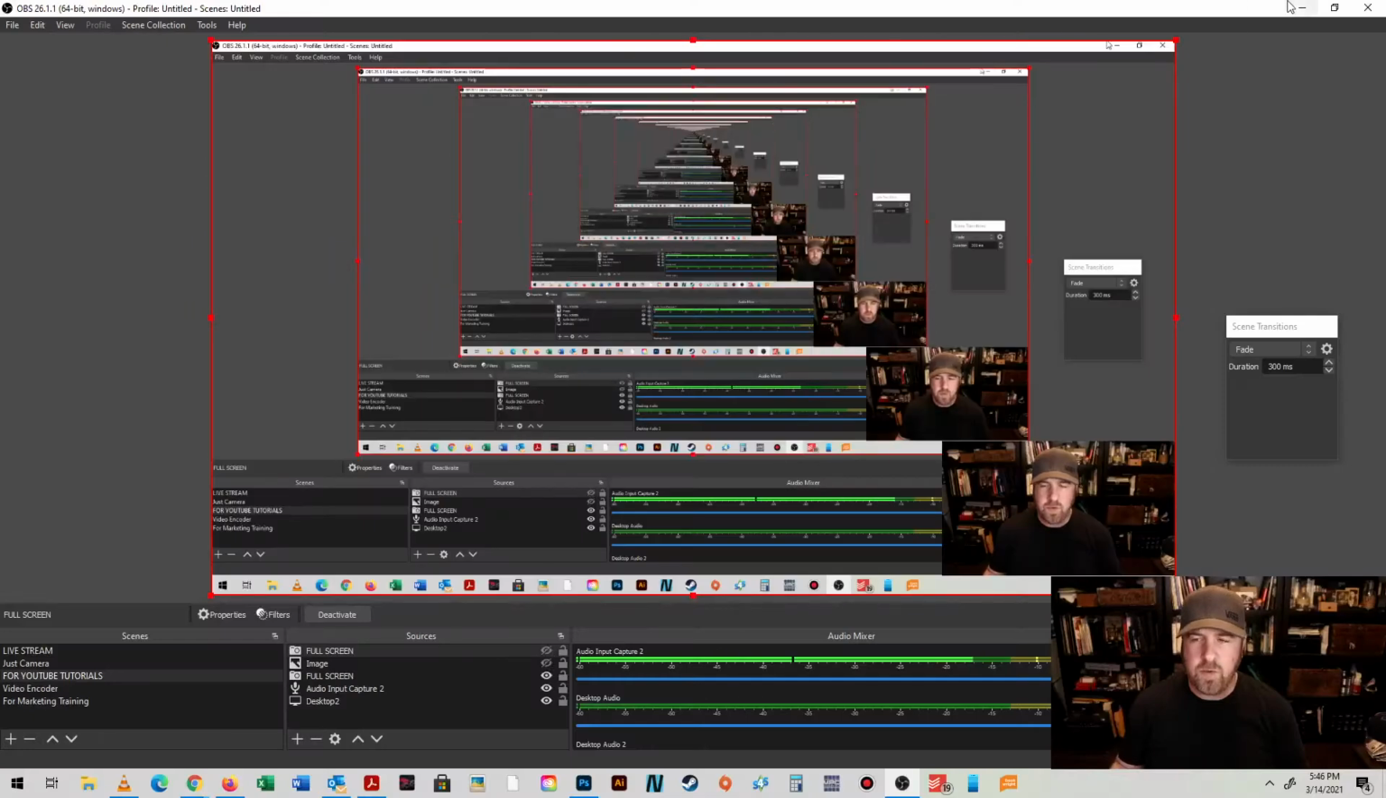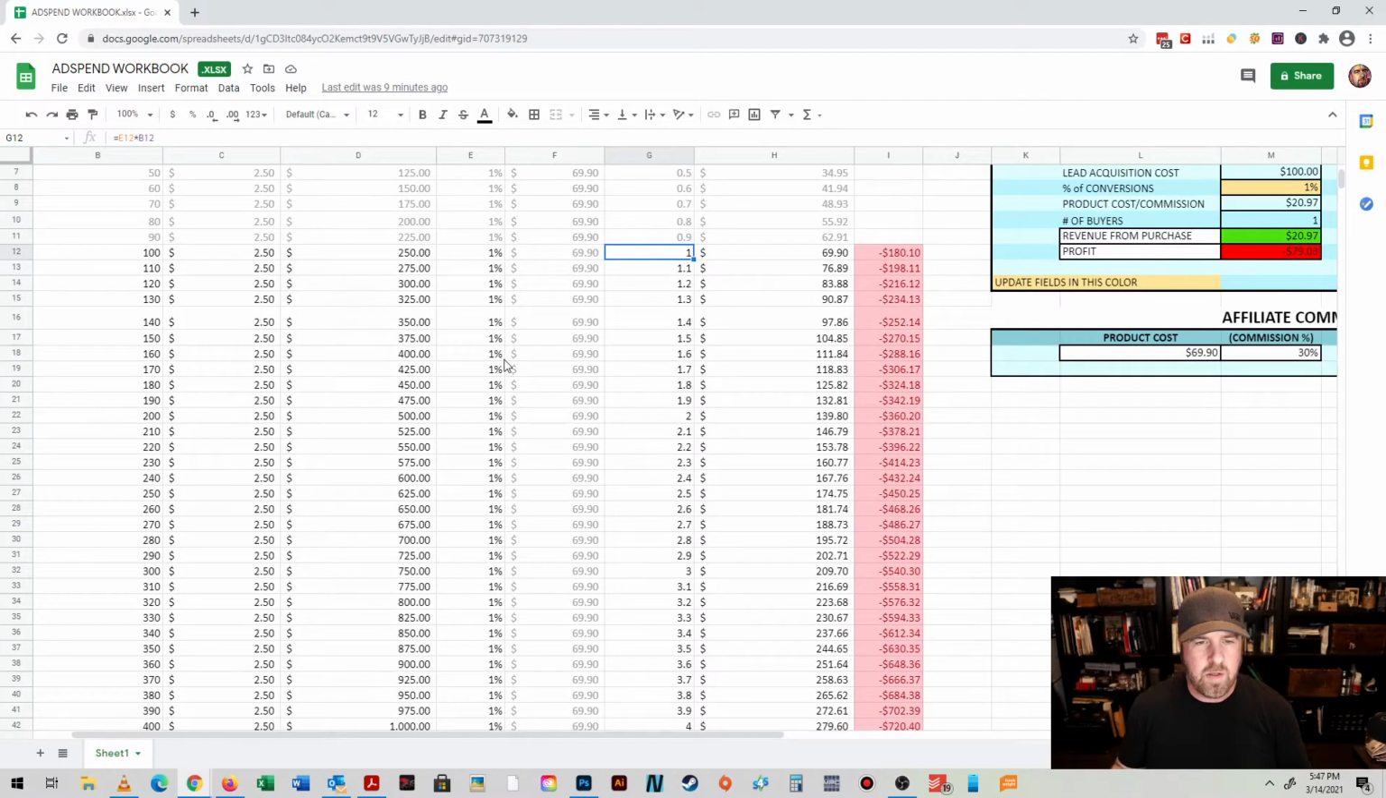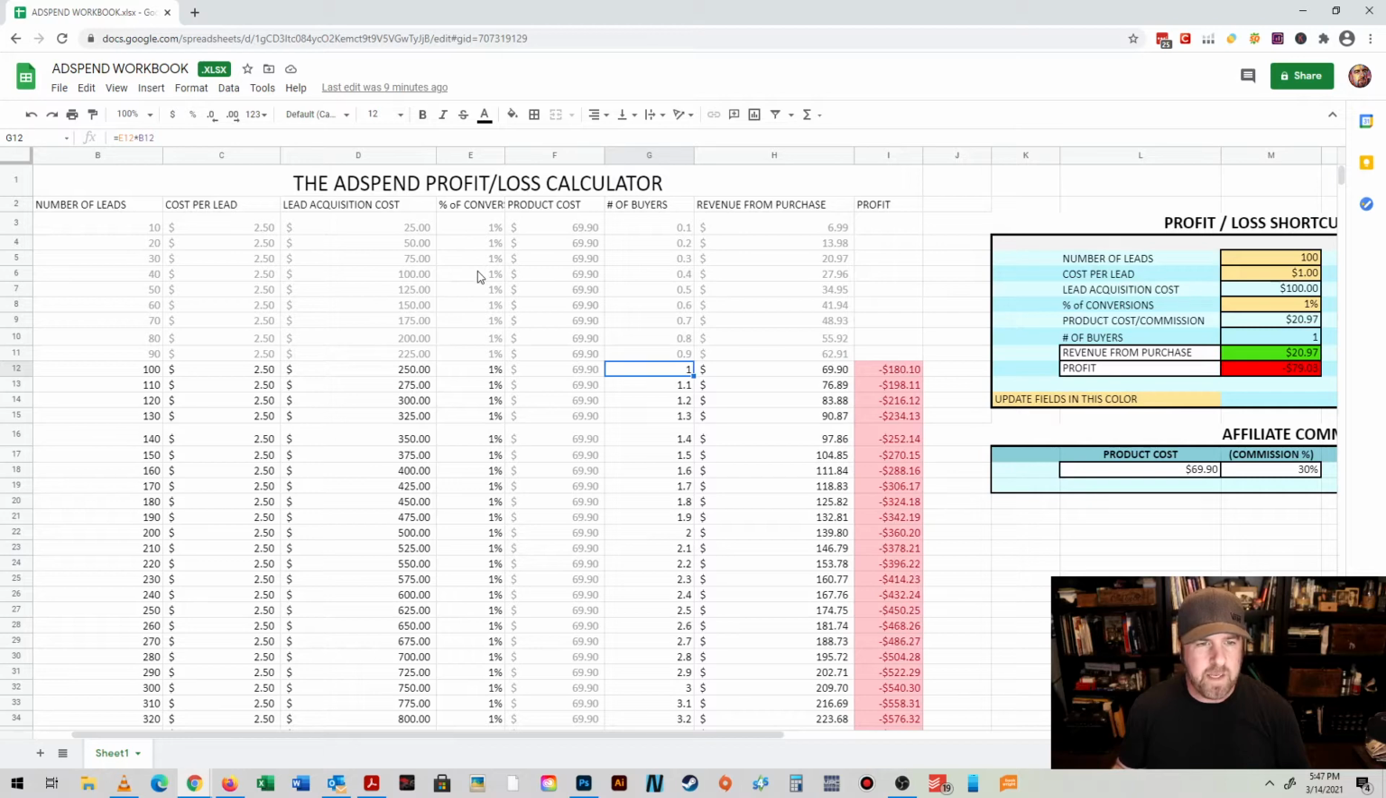I'm just going to go into my full screen mode here. And so this is my ad spend profit loss calculator that I've come up with. I've initially based this off some pretty basic stats. Now we're going to jump into this right side in just a second, but I just want to explain what this is. Essentially, all this is looking at some pretty basic statistics.